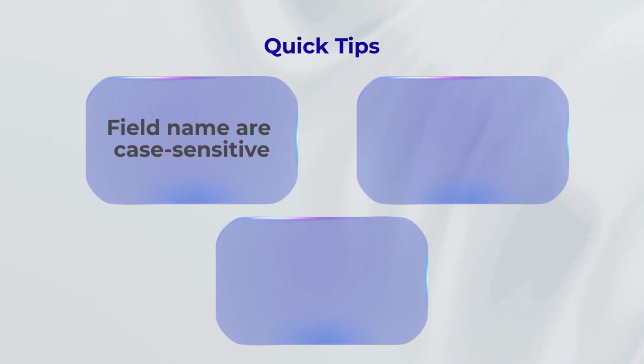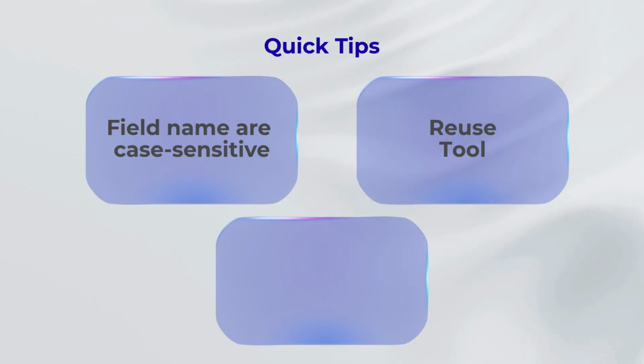A couple of quick tips. Field names are case sensitive. Make sure your field names are exactly drop-down list and text data, capital letters in the right places. Or you can use any name for fields, but make sure it matches exactly. You can reuse this tool PDF forever.